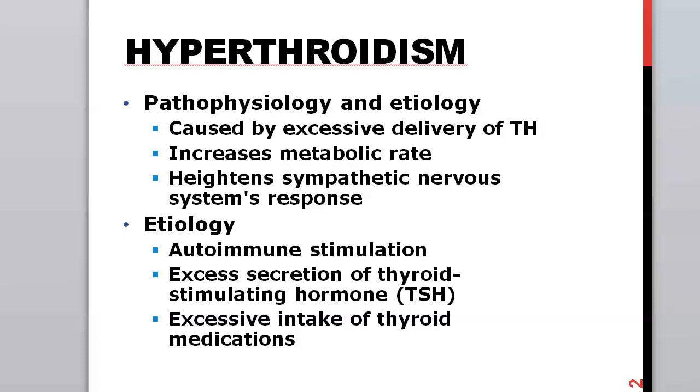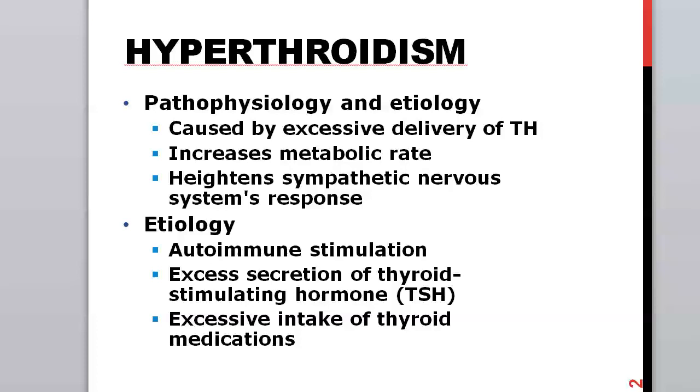And this can be a very dangerous situation when it is not recognized, because of the amount of stress that's put on all these various systems, especially the cardiac and the respiratory system. So it does heighten the sympathetic nervous system's response, and we're going to talk about the different types of hyperthyroidism as well, okay? It can be caused from any type of autoimmune stimulation, excess secretion of thyroid stimulating hormone, or also an excessive intake of thyroid medications.